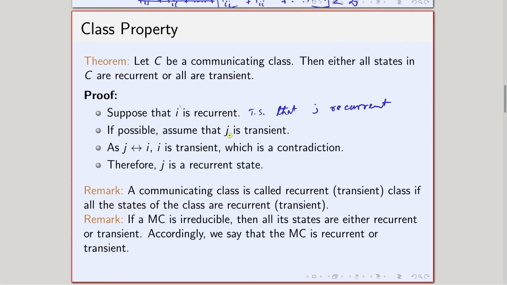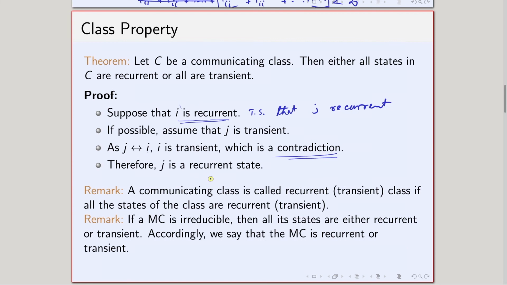Now let us find where we get the contradiction. So j is transient, and i and j both belong to a communicating class. So i and j communicate. And we have pointed out that the communication relation is a symmetric one. So i communicates with j means j also communicates with i. So j and i communicate, j is transient, that means i has to be transient, but our main hypothesis is that i is recurrent. So clearly this is a contradiction. So j cannot be transient, so j is a recurrent state, and that completes the proof.